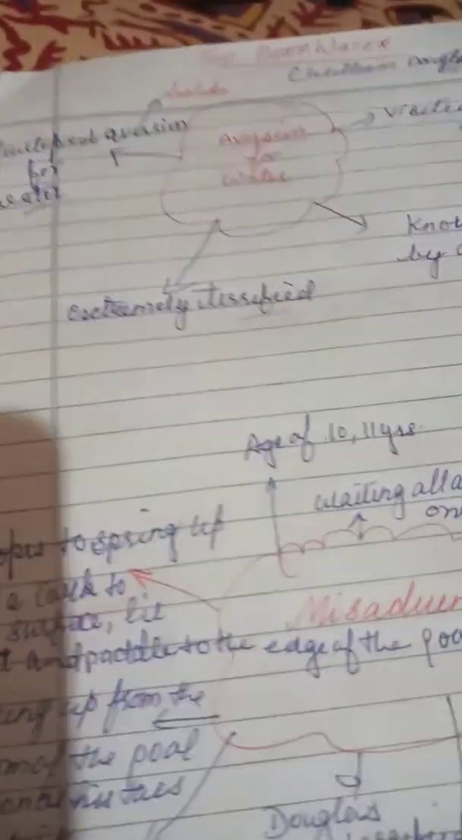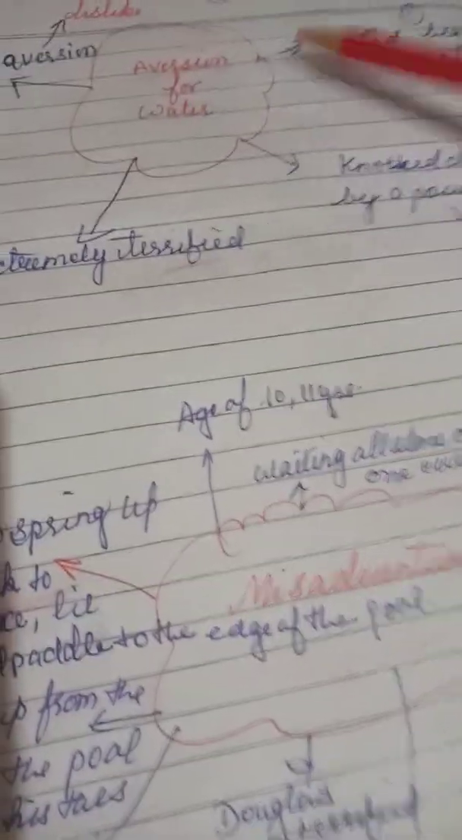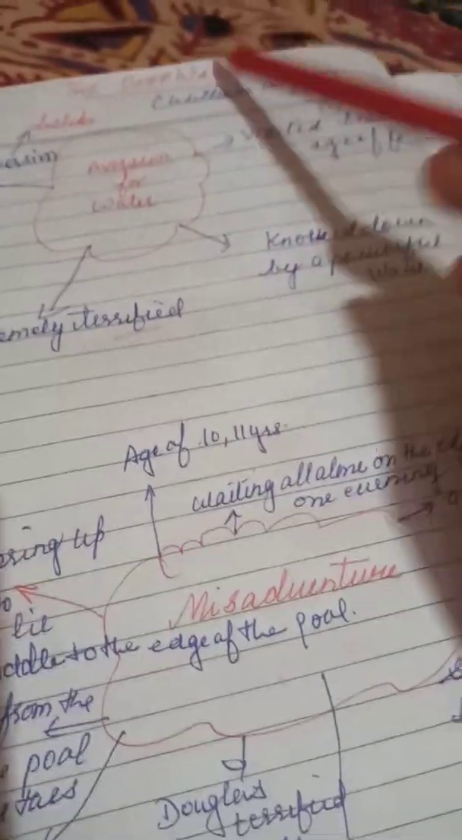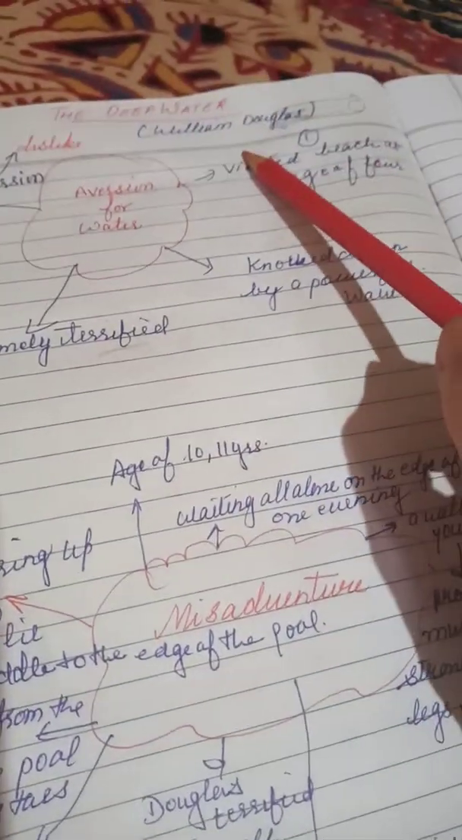So these are the two: aversion to water and misadventure, that describe the story of William Douglas, Deep Water.